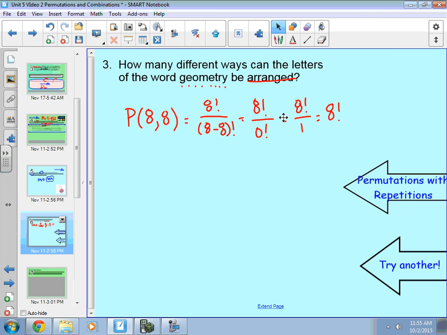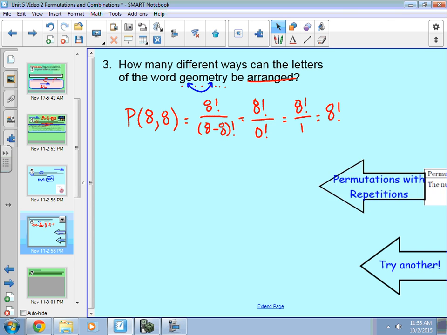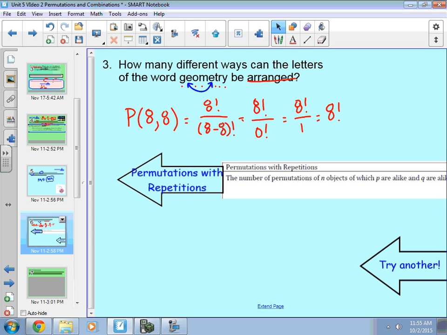The problem here is if we do this, 8 factorial won't give us the correct answer. That's because if we were to rearrange this by switching these 2 letters around, it still says geometry. That's not a new arrangement. We have a repeat here. When you get a repeat, your permutation, or the number of ways of doing things, changes a little bit.